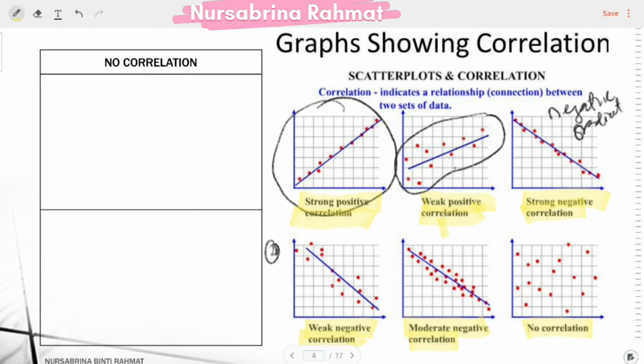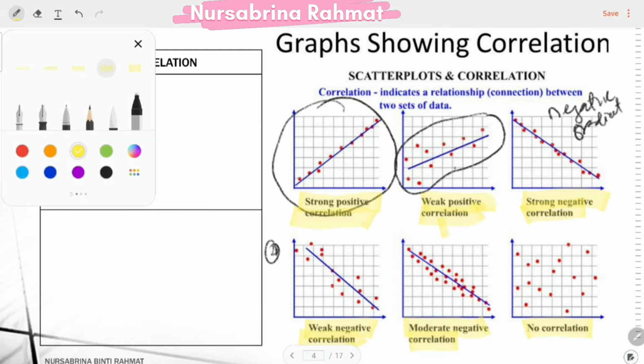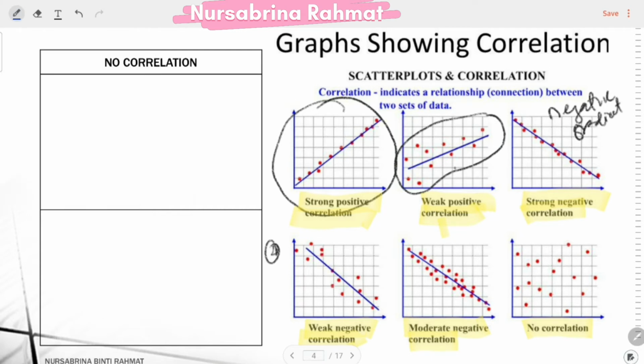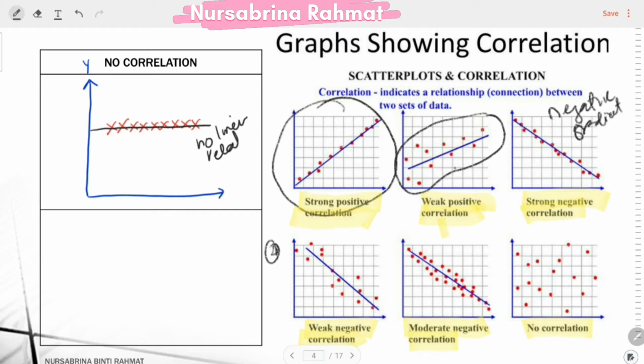Okay, so I have another two types of sketch which fit no correlation. It looks like we have correlation on that one, but actually it does not. So let's say here is the y-axis and this is the x-axis. The first one, all the points lie in a straight line. But even though they lie in a straight line, this one doesn't show a linear relationship. So no linear relationship, therefore no correlation.